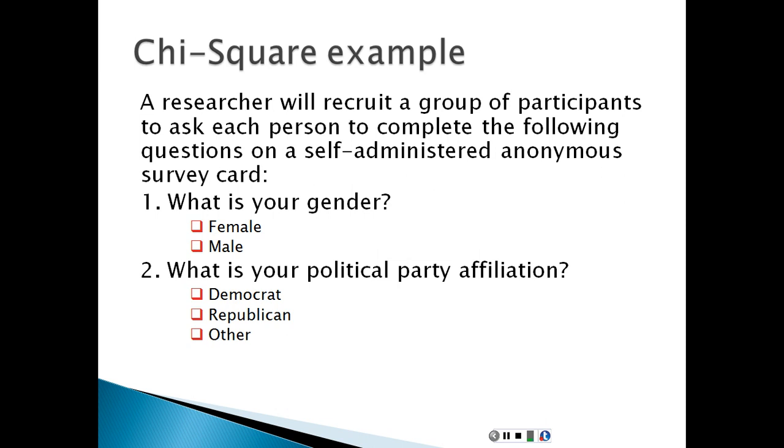Here is a chi-square example that we're going to look at. For this particular study, a researcher will recruit a group of participants and ask each person to complete the following questions on a self-administered anonymous survey card. These are two of the questions that each person answered. What is your gender, male or female? What is your political party affiliation? And for each question, they could only give one answer.